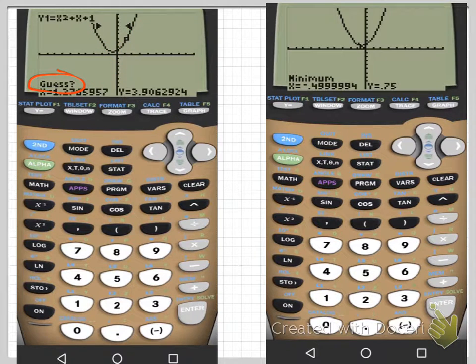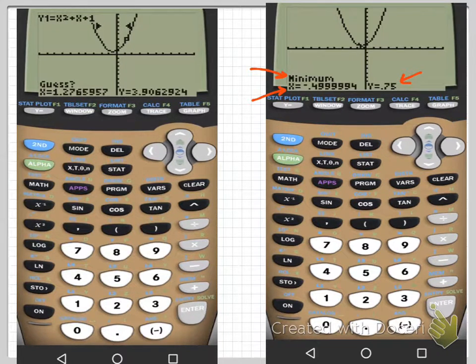What's nice about this is you actually do not need to move it anywhere. You can move it down to the minimum if you want, but the calculators are smart enough that they can figure it out just by hitting enter right away. And you get this value right here. Notice it says minimum, so it's telling us this is the minimum value, and the x and the y.